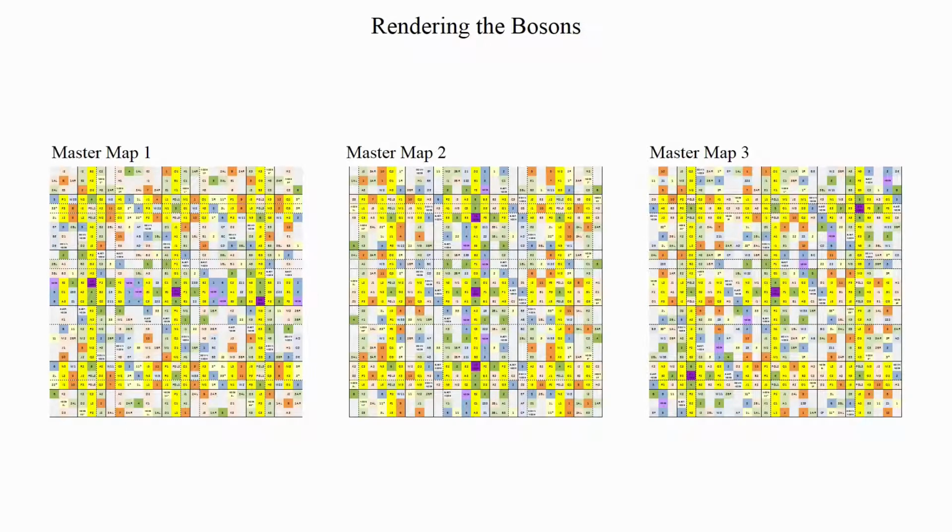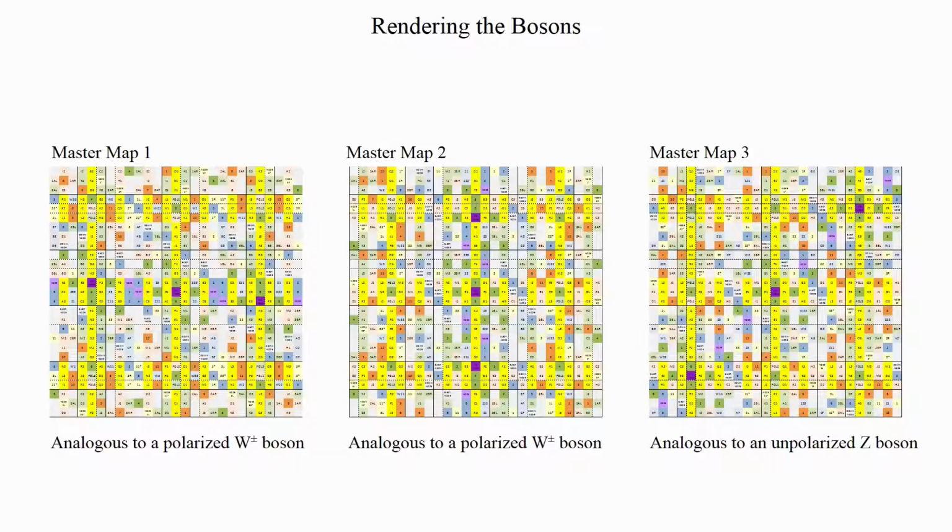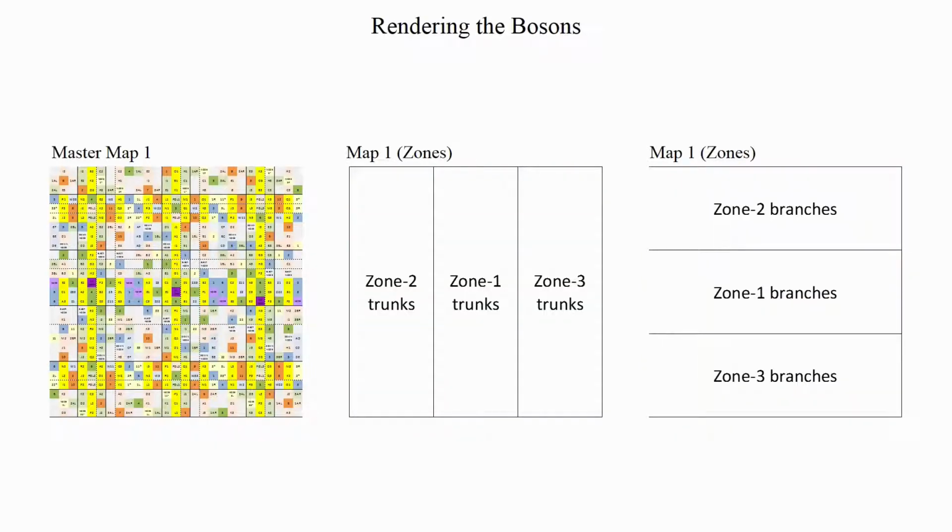We begin our understanding of symmetry breaking by juxtaposing our three master maps in order to recognize and establish the synonymous geometry between them, such that master maps 1 and 2 appear to fall out or decouple from master map 3. We'll say that the relative symmetry of master map 3 is analogous to the unpolarized Z boson, and that the relative asymmetry of master maps 1 and 2 are each analogous to the polarized W bosons. And because of this synonymous geometry, we only need focus our attention on master map 1. In this way, we avoid unnecessary complication.